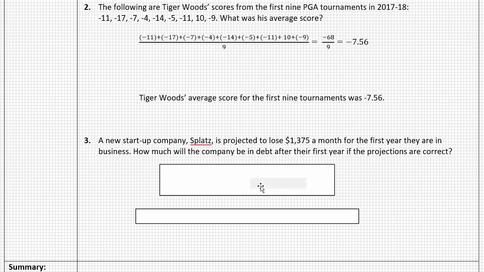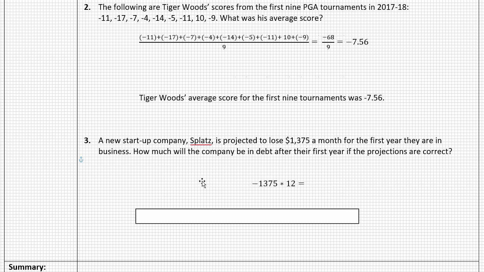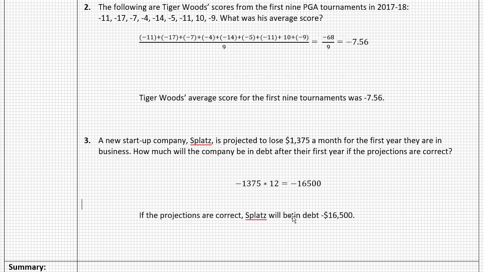Let's see how you did. So using some keywords and some information from this problem, I would set out to negative 1,375 times the 12 months that are in the first year. And so if we multiply that out, it's going to be negative 16,500. And then we'd write that in a complete sentence. So you might have something like this. If the projections are correct, Splats will be in debt negative $16,500.